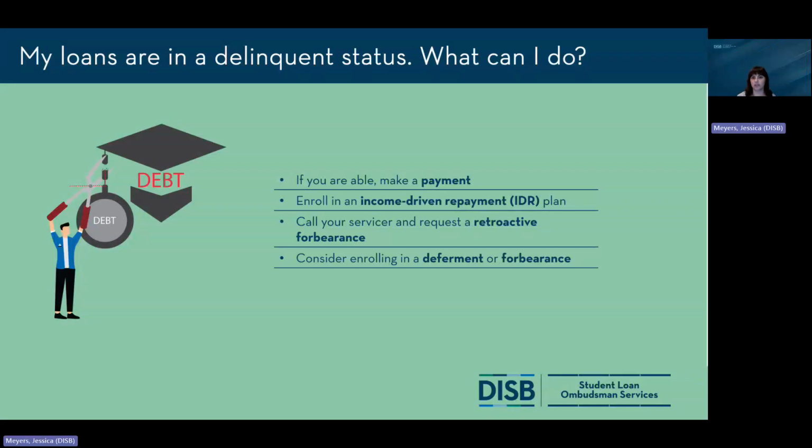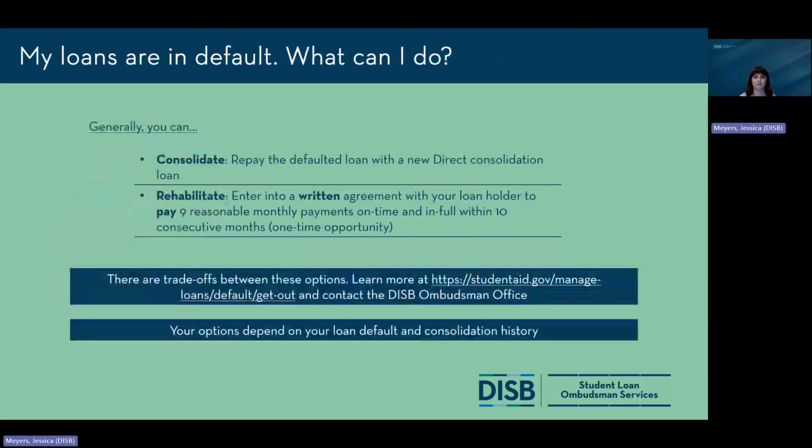You can also call your servicer and request something called a retroactive forbearance. Finally, you can consider deferment or forbearance options. I want to take a moment to emphasize that deferment and forbearance aren't typically long-term repayment solutions. For example, there's a limited amount of time you can remain in some forbearances. We recommend exploring income-driven repayment options, and if those aren't suitable, then exploring deferment and forbearance.